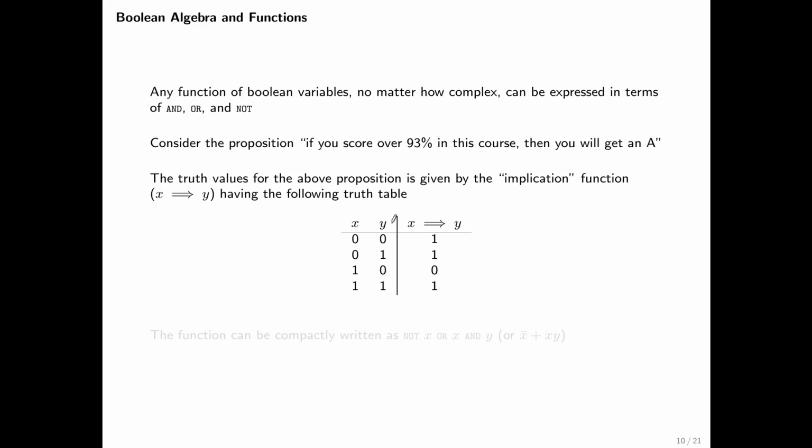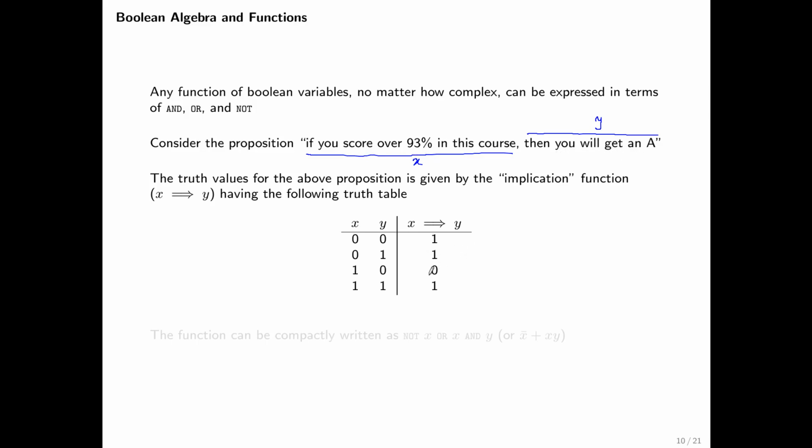So there are two inputs, X and Y, and here is the output column. Now, what we call X is this part of the proposition, and what we call Y is this part of the proposition. All right, so let's try and reason out the values in here. So the output is a 0 precisely when X is 1 and Y is 0. Okay, why is that? Because if X is 1, it means that you've scored over 93% in the course, and Y equals 0 means that you did not receive an A.